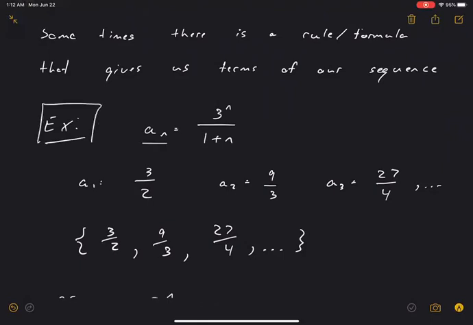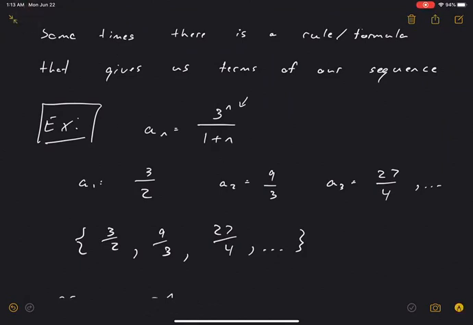Let's say we're told that an, what does an mean? Okay, an is the nth term of our sequence. So if I have a5, that's the fifth term of our sequence, right? So this formula is a general formula for all the entries of my sequence. I'm told that an equals 3 to the power n over 1 plus n.